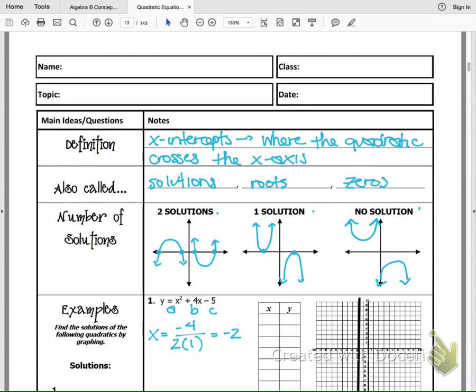After that, how do we find the vertex? Plug in that x value to find the y value. So I would do negative 2 squared plus 4 times negative 2 minus 5. That's going to give me 4 minus 8 minus 5. Negative 9? Yep. Okay. So if I have a vertex at negative 2, negative 9, where do I put that in my table?